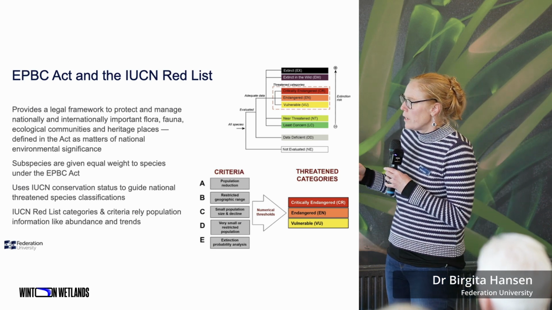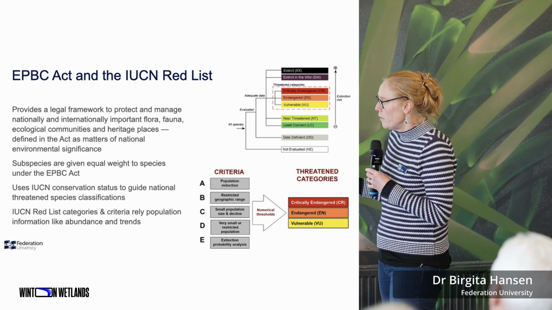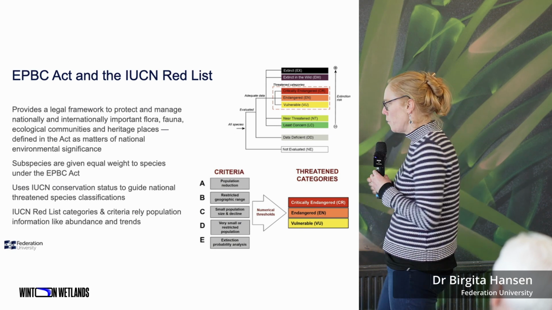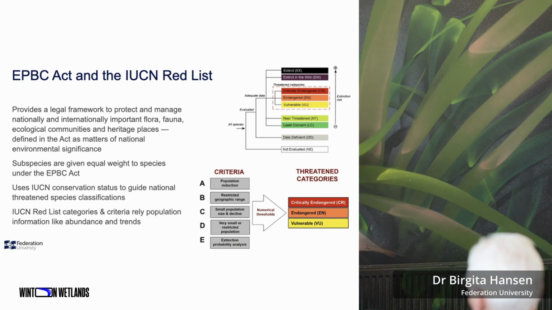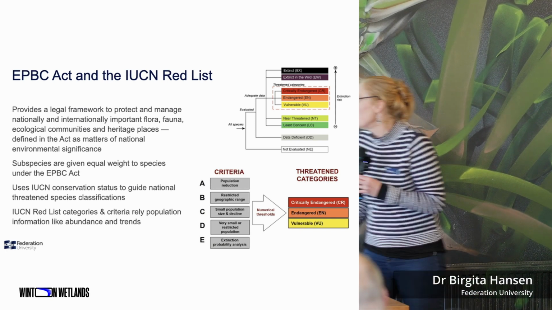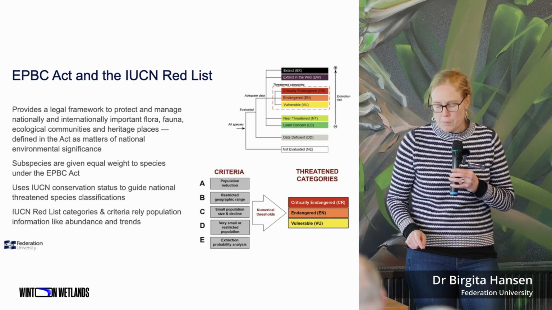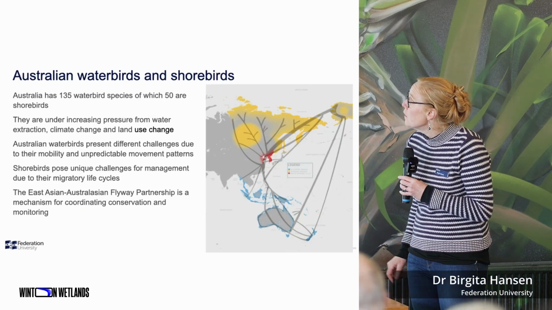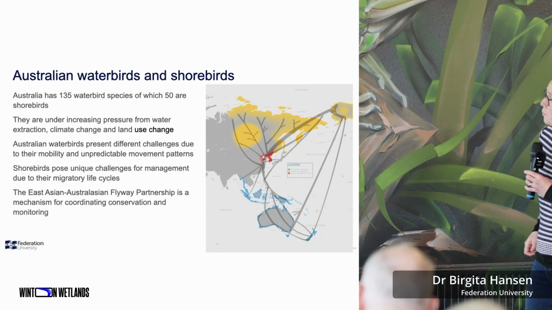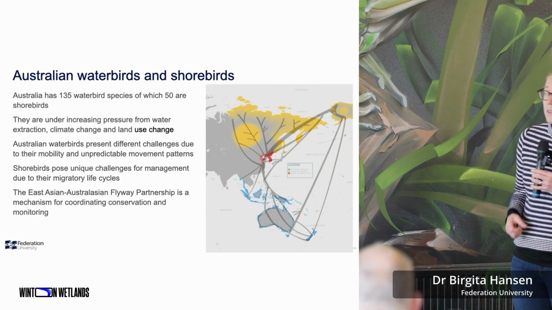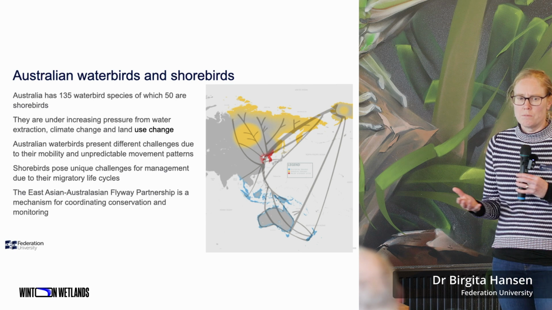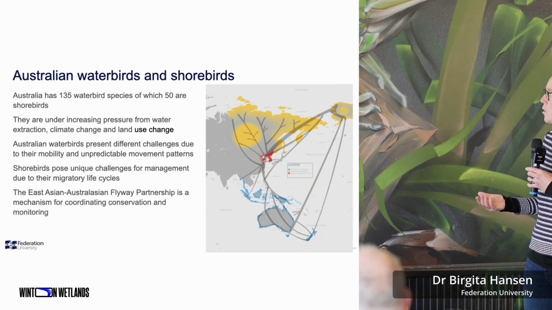And then the IUCN Red List categories and criteria rely on that population abundance information. So if we have a look here, we've got the 5 criteria: population reduction, restricted geographic range, small population size and decline, small or restricted populations, and extinction probability. Most of these rely on abundance information and trends information. So if we go back to waterbirds, Australia has 135 species of waterbird, unless there's been some more splits recently. I can't keep track of them.